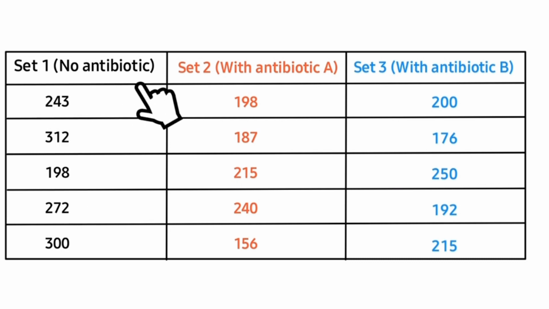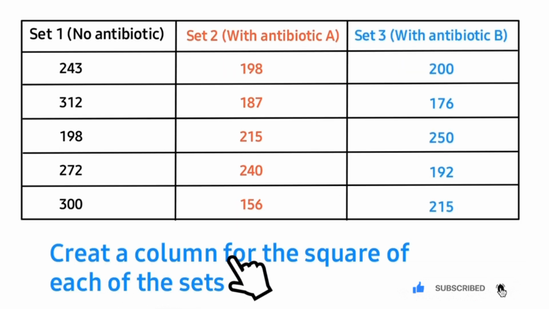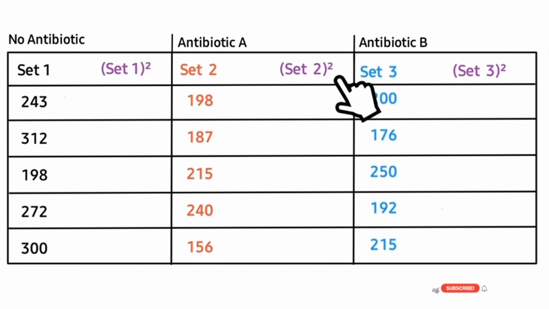The table here shows the 3 sets of data. In set 1, no antibiotic was added. Set 2, antibiotic A was added. In set 3, antibiotic B was added. Create a column for the square of each of the sets. So we've created a column for the square of each of the sets.